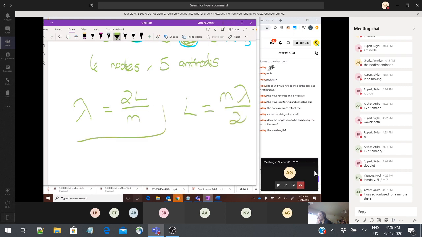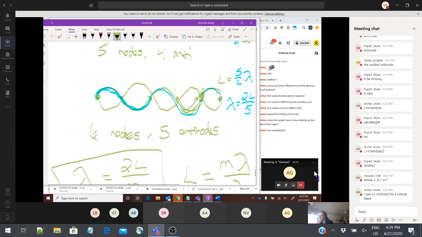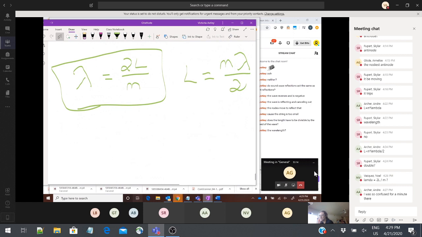This is the form you see more often, but you can easily just move it into this one. It's totally fine. This one I think makes more sense. Oh, the length has to be some number of half wavelengths.